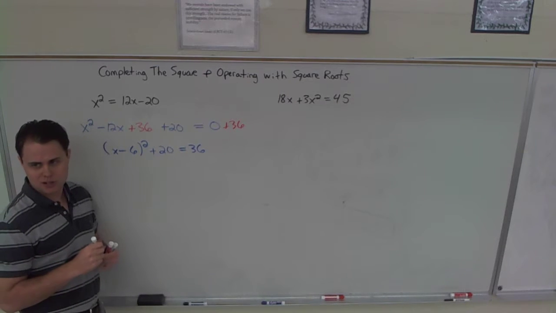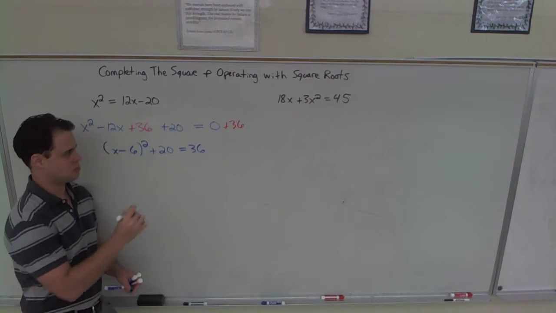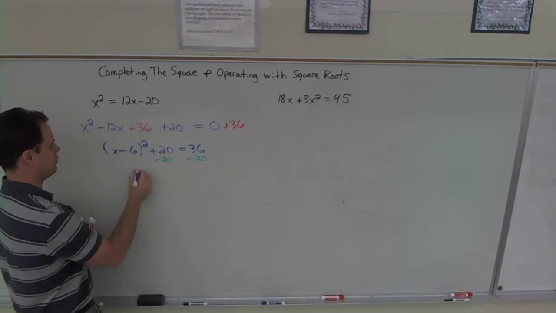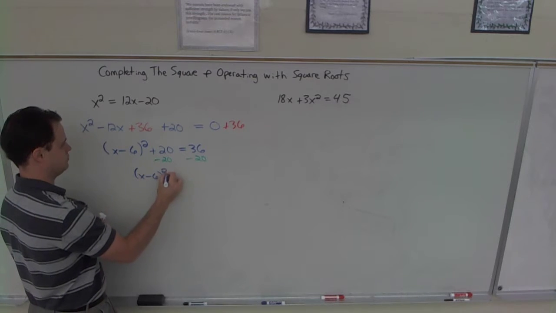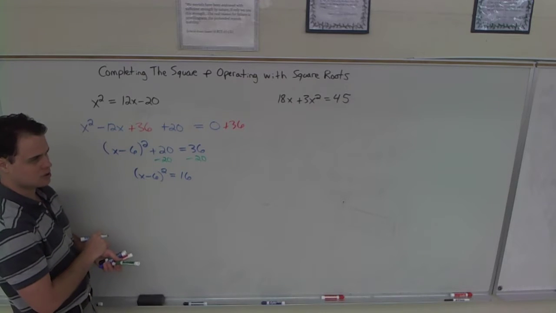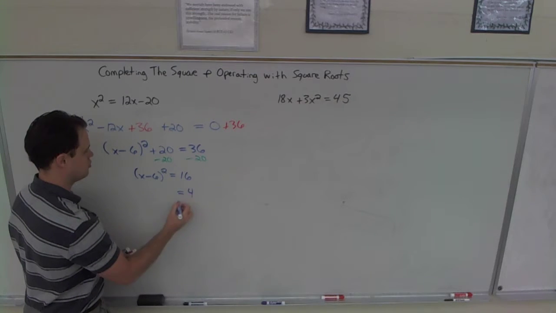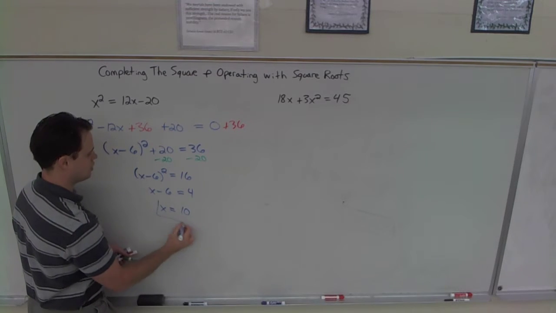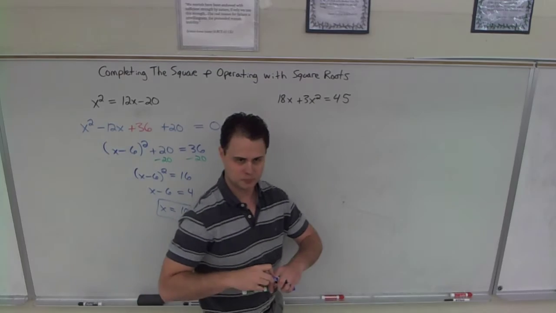And now it's one of those problems we just did a second ago, right? Solve for x. Minus 20, get x by itself, and you're done. 16, square root on both sides. You can show it or not. What's the square root of 16? 4, so we have x minus 6 equals 4. Add 6 to both sides, and you get 10.